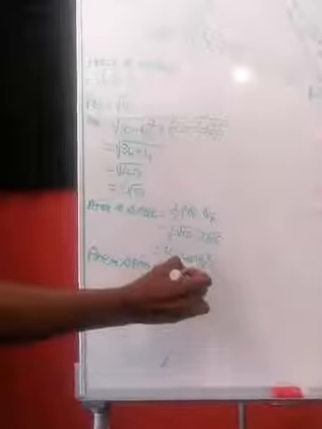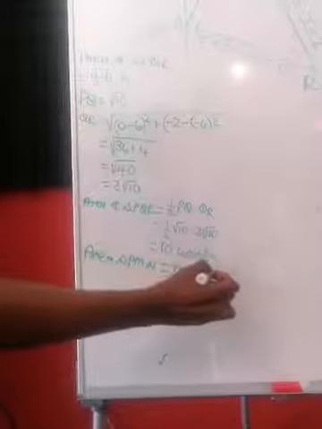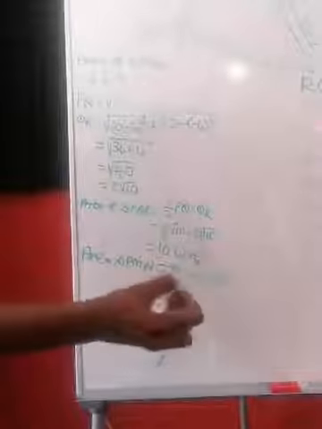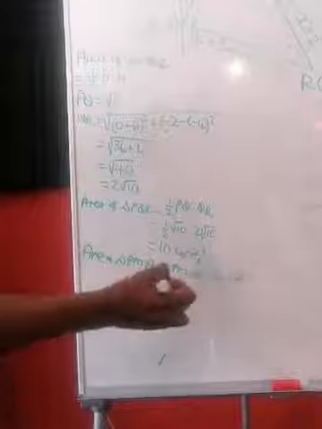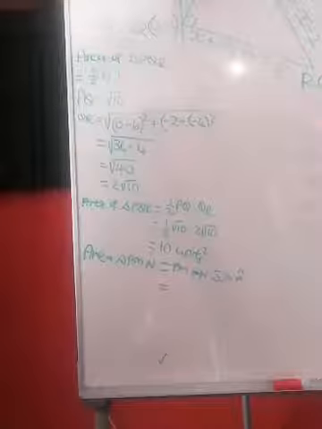sides. We're having side PM multiply PN, and then the sine of the angle in between them, which will be angle P. And then we do not have the two sides which we need to use, which are PM and PN. So for us to get that, it means firstly we need to find the coordinates of M and N.